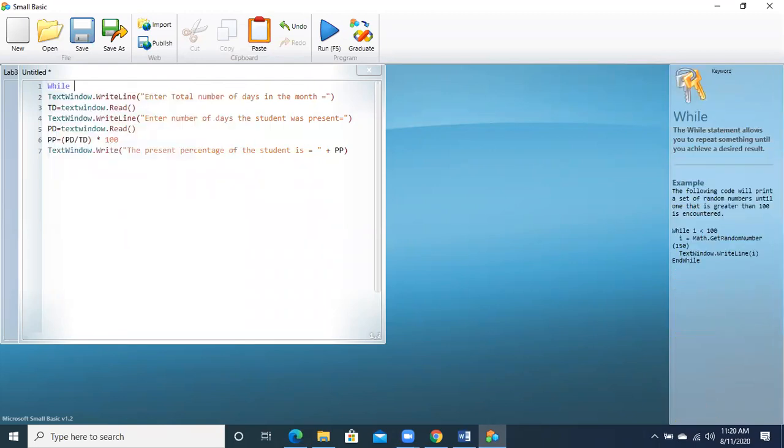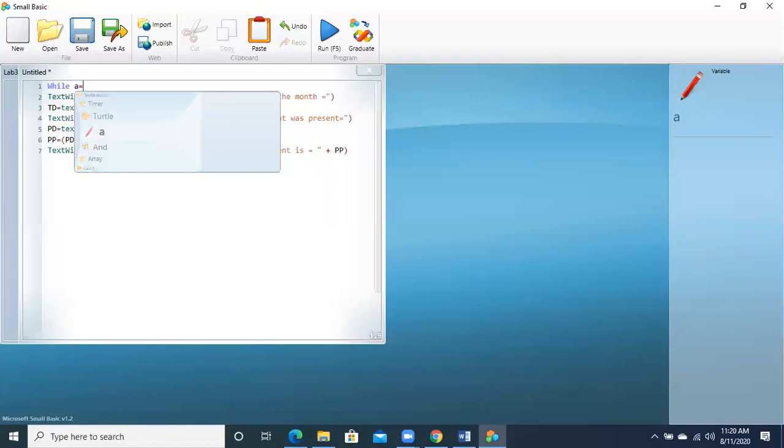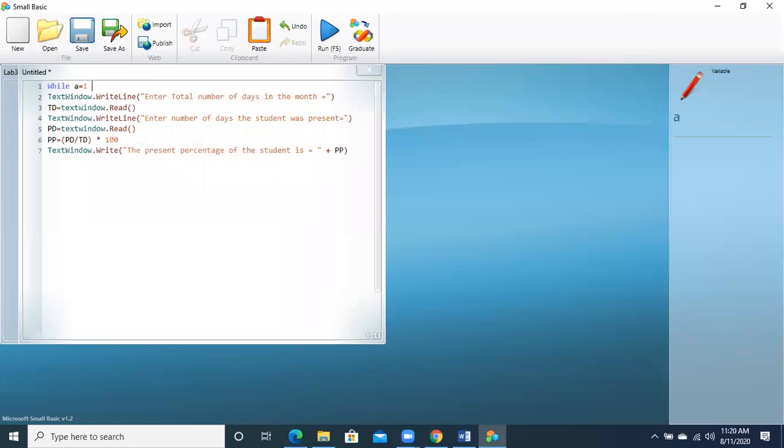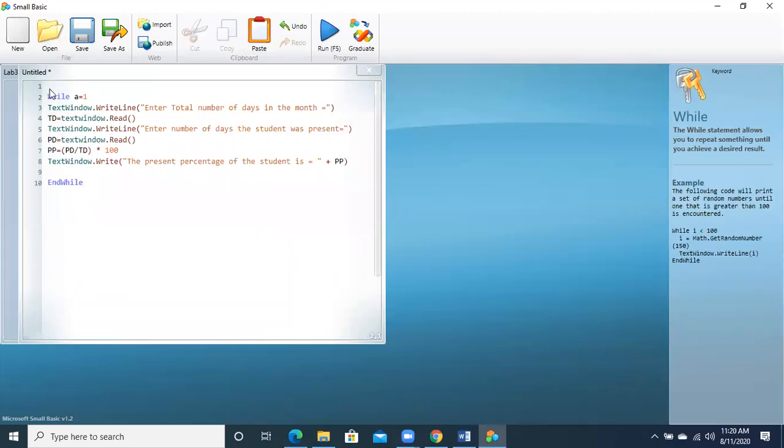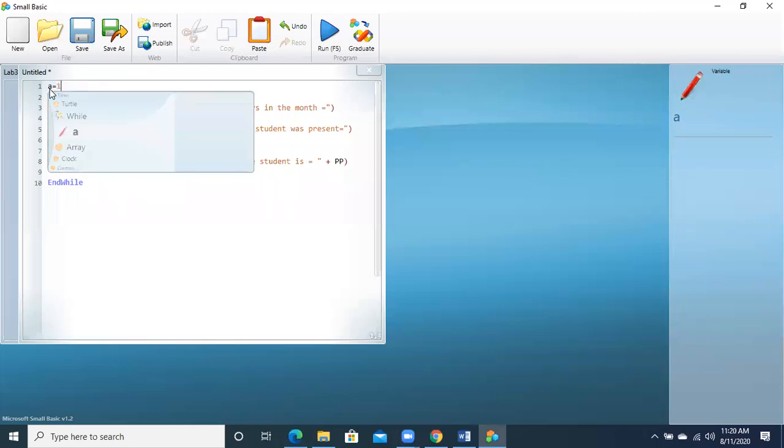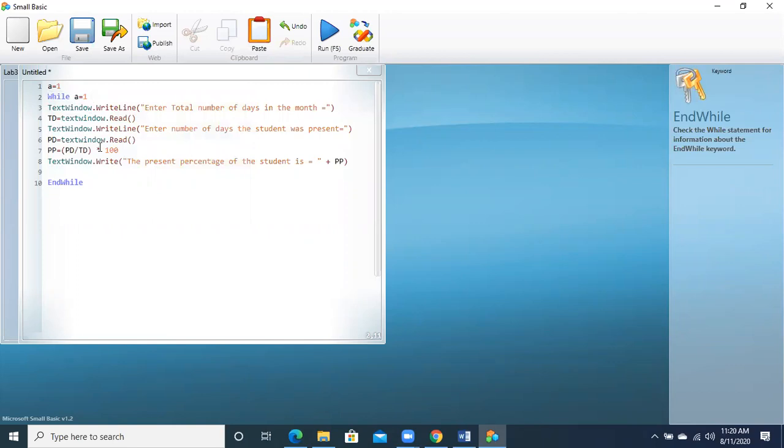While, let's suppose we take a variable a. While a is equal to 1, we are going to put it in the loop. But keep in mind we will have to give the value of a as 1. यहाँ पर हम value of a दे रहे हैं 1, and we are saying कि जब तक a की value 1 है तब तक चलता रहेगा. This will be continued until the value of a is equivalent to 1.